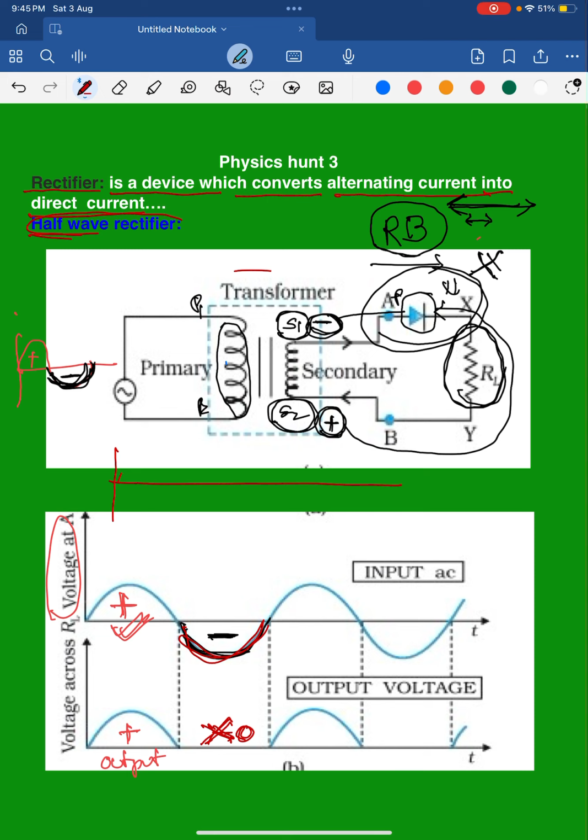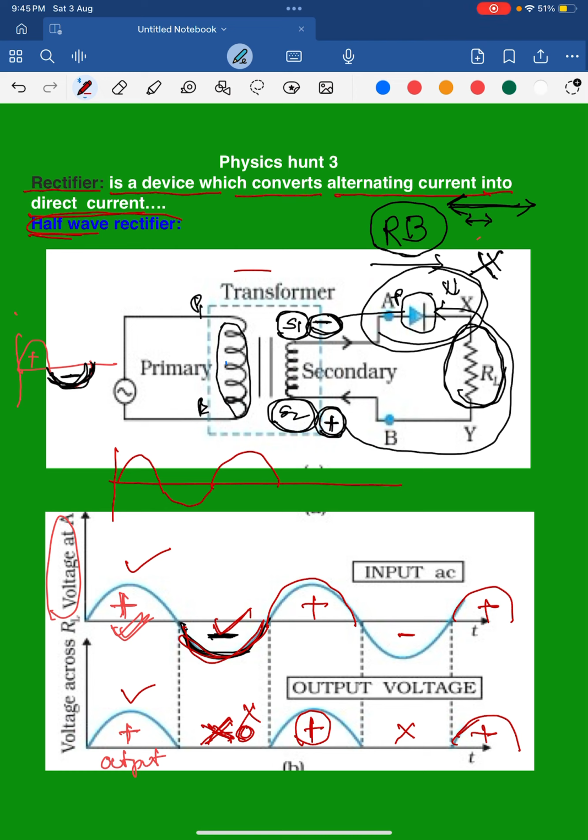Similarly, we know that it's a sinusoidal wave, one positive half and one negative half. For the positive half, we got output here. For the negative half, we didn't get any output. Again, the next one is positive half, so for the next positive half also, we'll get a certain amount of output in the load resistance. Again, for the negative half, no output. Again, for the positive half, we'll get some amount of output here.